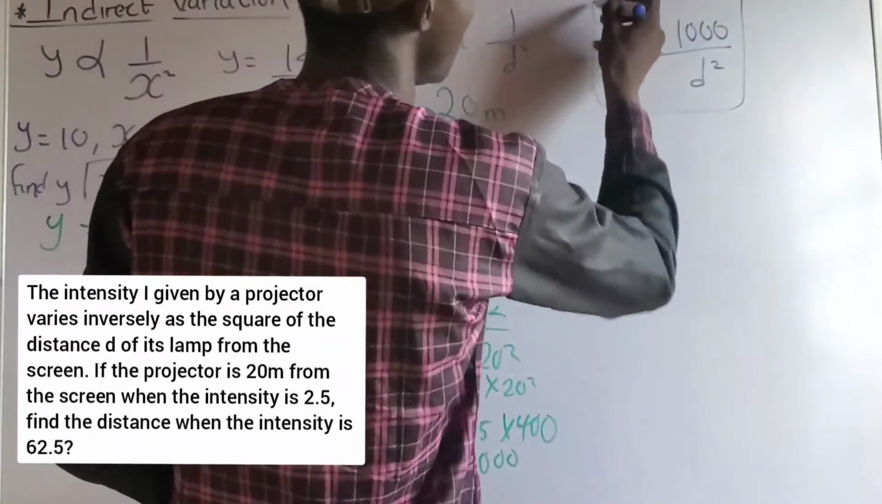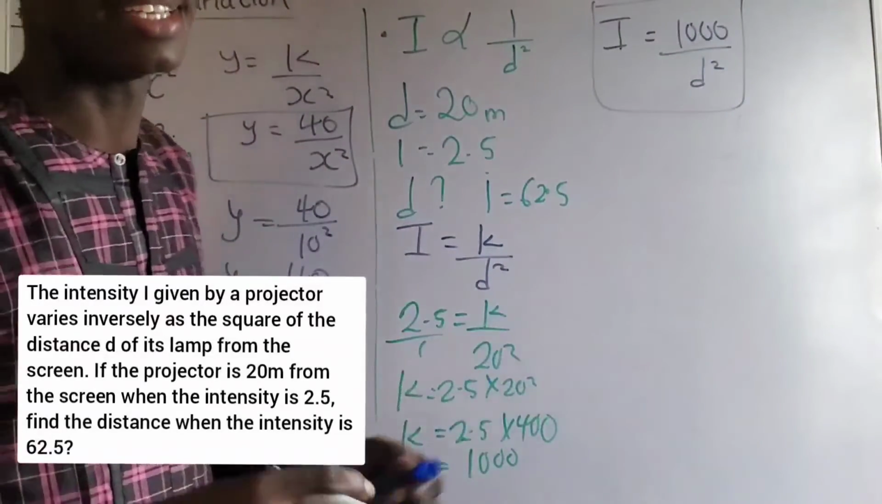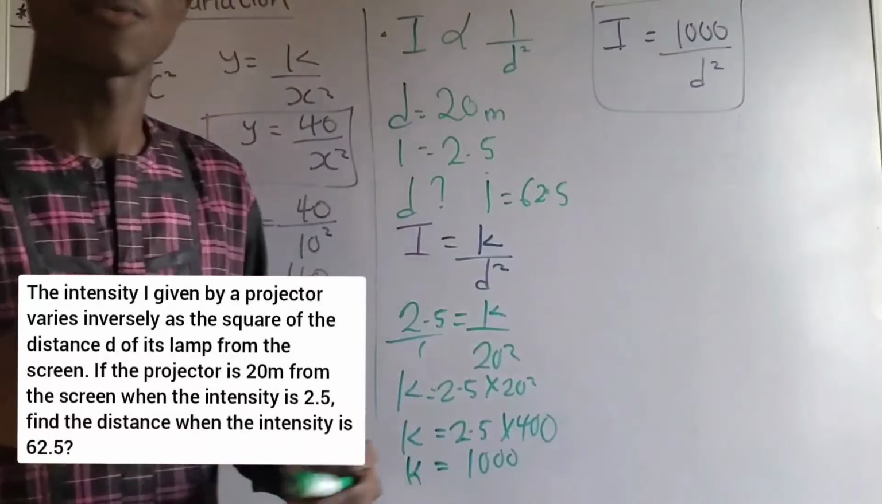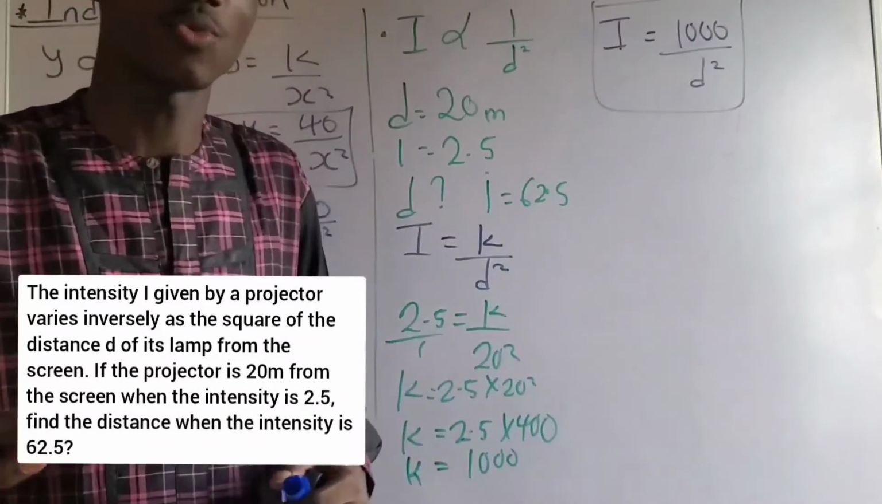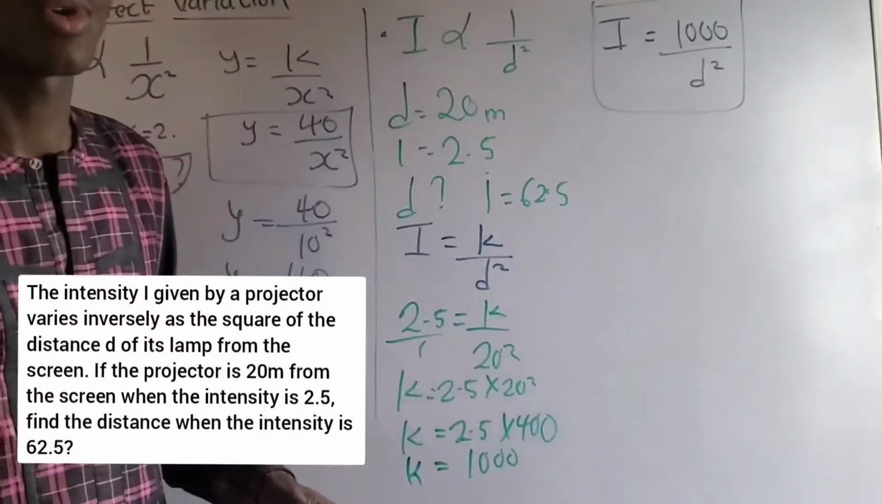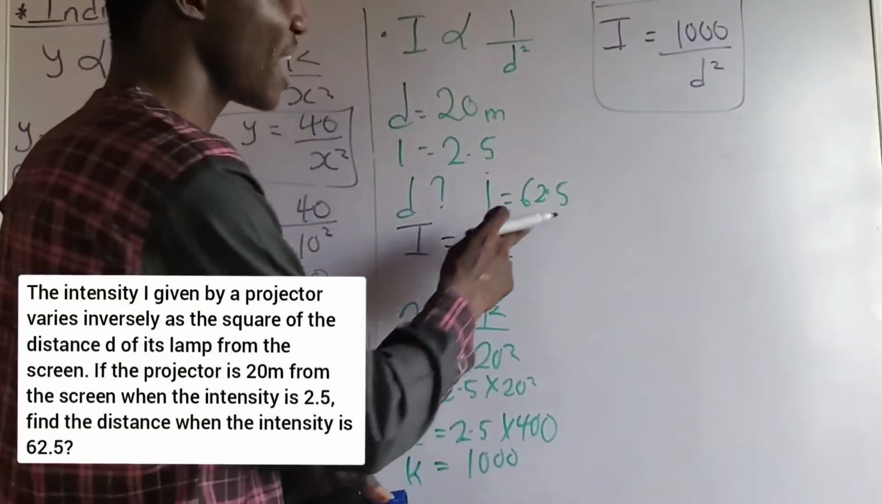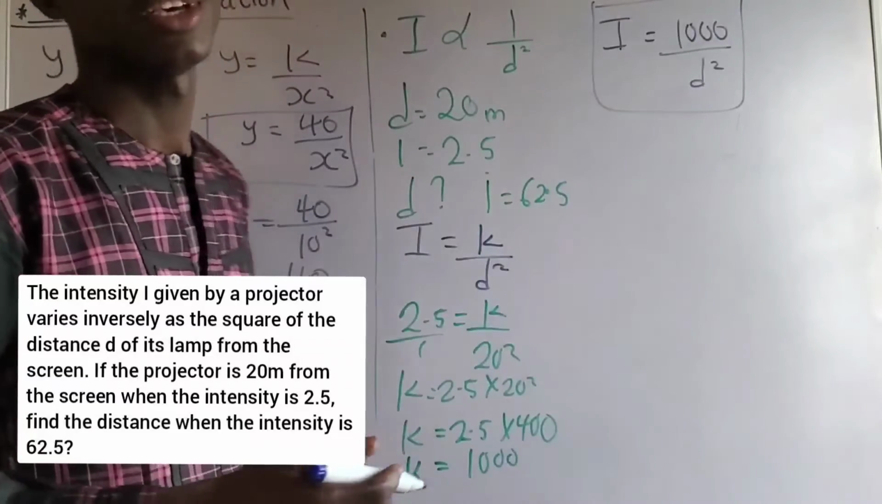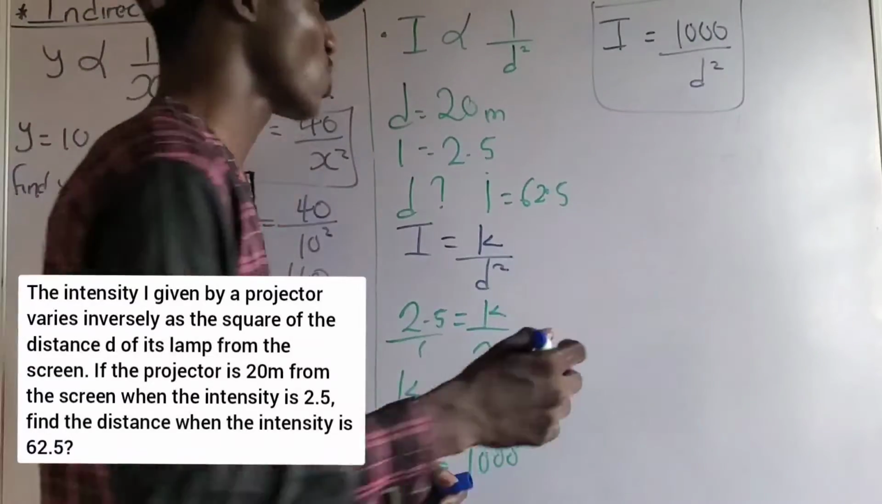This one that you see here is the equation connecting I and D. That is, if we know any value of I or D, we can easily get the other value. For example, we are given the value of I as 62.5 and asked to find the value of D. All you have to do is substitute the value of I as 62.5 in this equation that is connecting I and D.